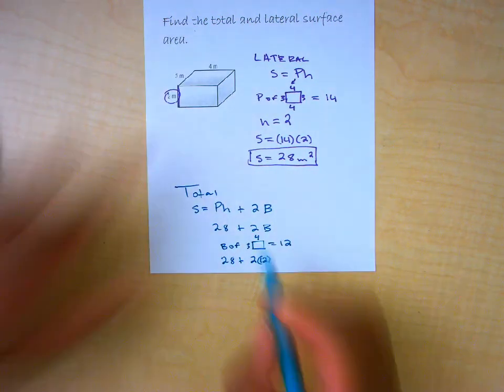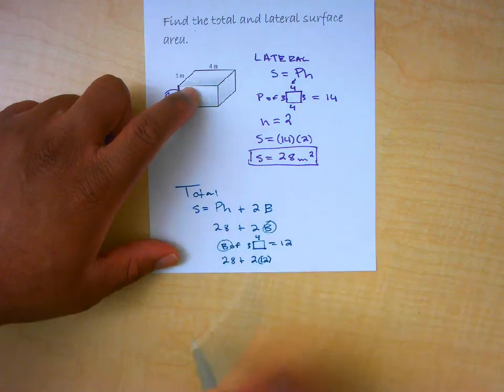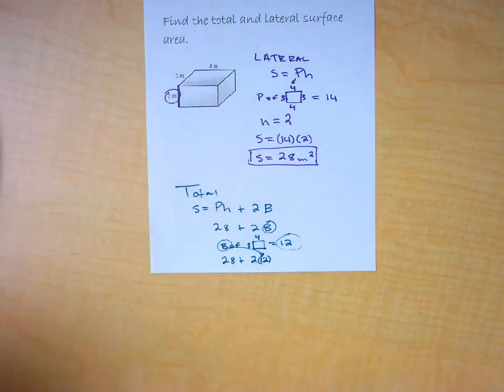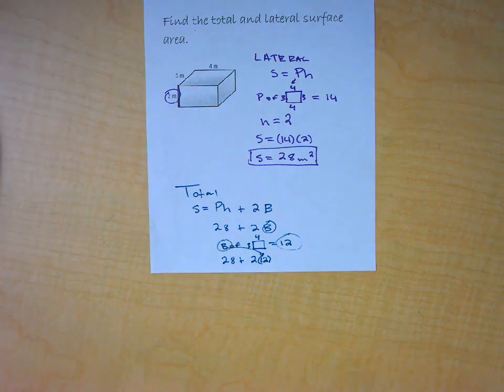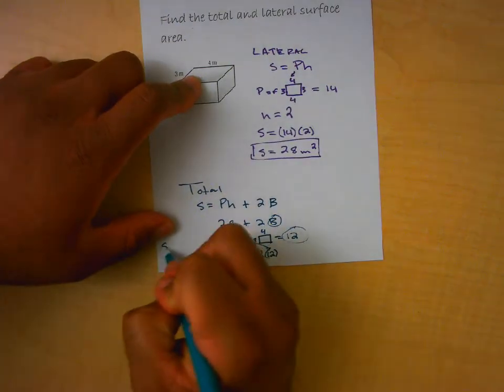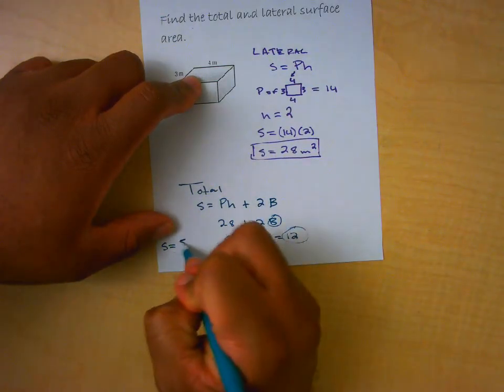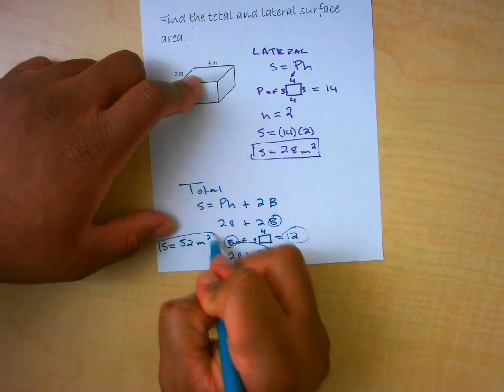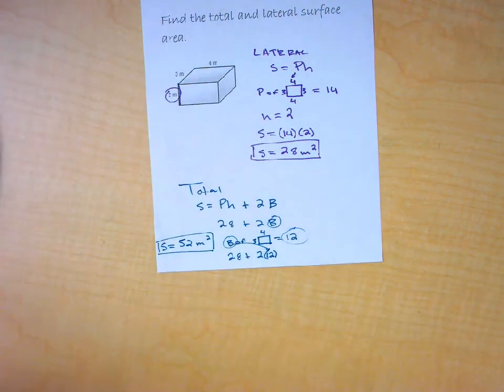This capital B is all I was missing. And that's what I filled into my formula because I figured out it was 12. So it'd be really 28 plus 24. What is 28 plus 24? 52. So the total surface area equals 52 meters squared. Any questions about that one?